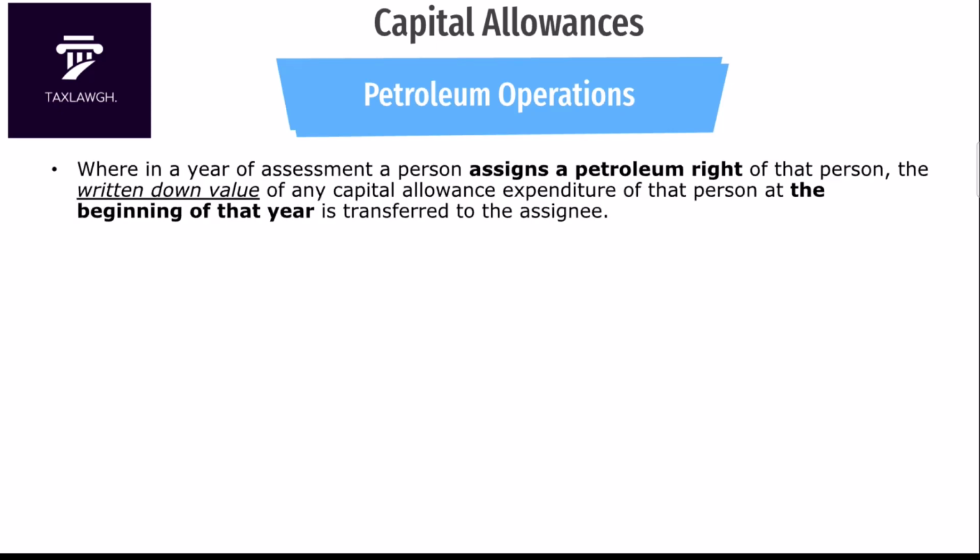Still under petroleum operations, we are saying where in a year of assessment a person assigns their petroleum right to another person, then the written down value of any capital allowance expenditure they had at the beginning of the year is also transferred to the assignee. So remember I told you the assignment of interest, when you make a gain, you need to include that gain from assignment in your income from petroleum operations. When you assign your interest or you dispose of your interest, the person who is acquiring that interest will also need to pick up or acquire your capital allowance. And here we are saying that you need to give them the proportion of the written down value at the beginning of the year of any asset you are transferring, or as part of the right you are transferring. So find the proportion of WDV, written down value, at the start of the year and assign this appropriately.